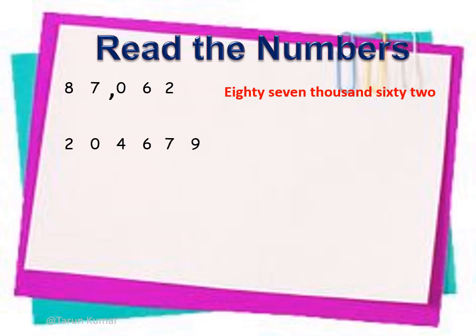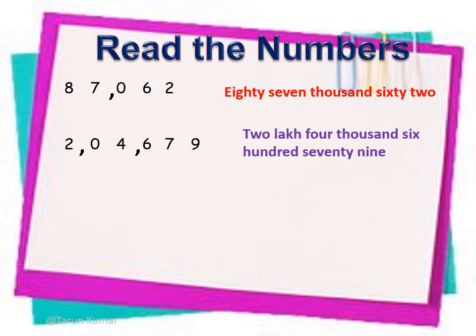Now another number, 204679. And here also we have to divide this number into periods. First you leave 679, then put a comma, then 04, then a comma, then 2. Then you will get 3 periods here, and we can read the number as 2,04,679.